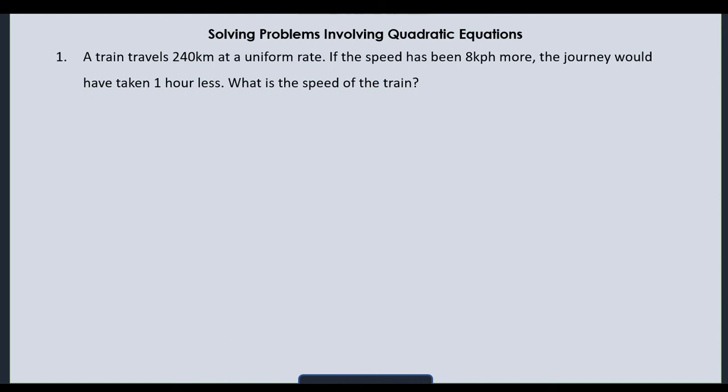A train travels 240 kilometers at a uniform rate. If the speed had been 8 kilometers per hour more, the journey would have taken 1 hour less. What is the speed of the train?